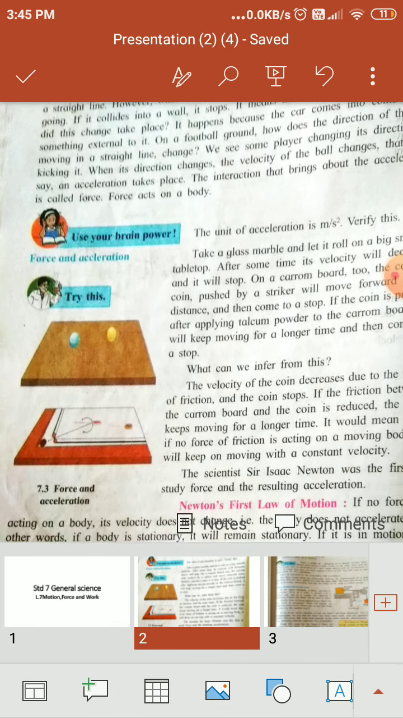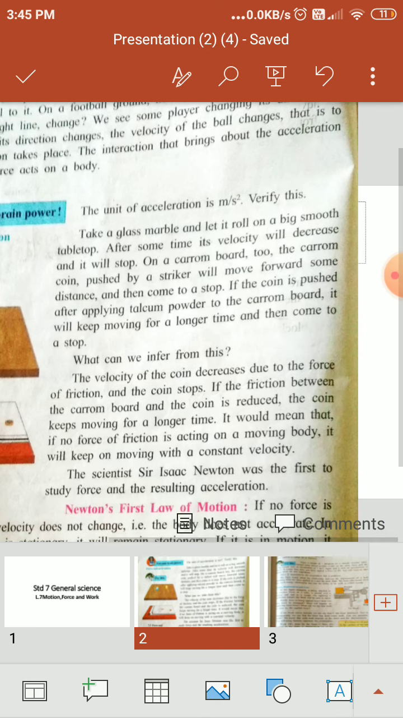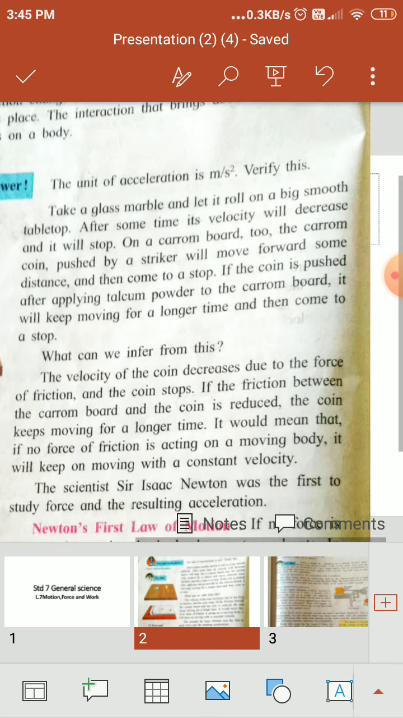So now let's discuss force and acceleration. As shown in the picture, take a glass marble and let it roll on a big smooth felt table top. After some time its velocity will decrease and it will stop. On a carom board too, the carom coin pushed by a striker will move forward some distance and then come to a stop. If the coin is pushed after applying talcum powder to the carom board, it will keep moving for a longer time and then come to a stop.